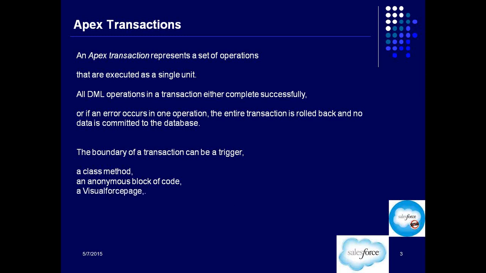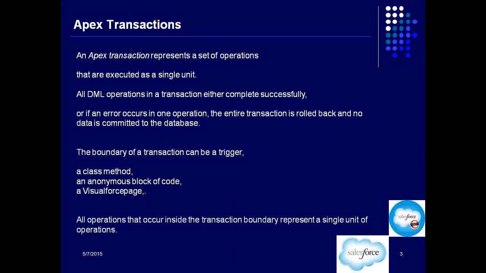A Visualforce page. The loading of the Visualforce page is again a boundary for the Apex transaction, or the re-rendering of a Visualforce page is a boundary for an Apex transaction. All operations that occur inside the transaction boundary represent a single unit of operations, and that occurs as a single unit. That is what an Apex transaction is.